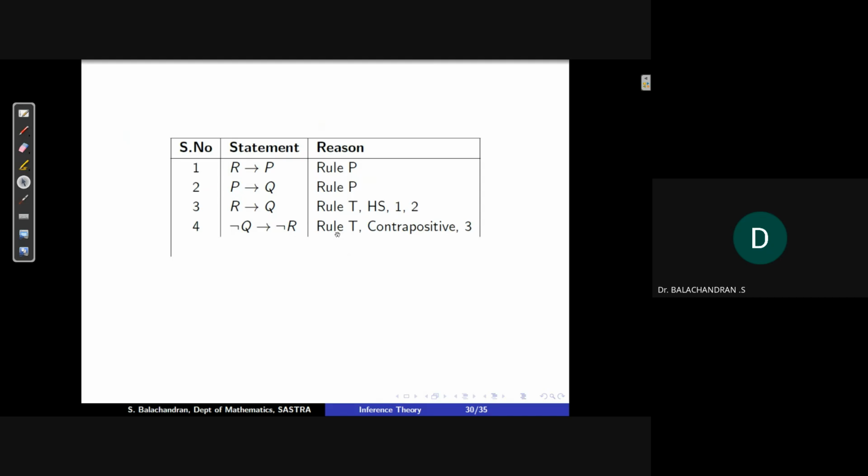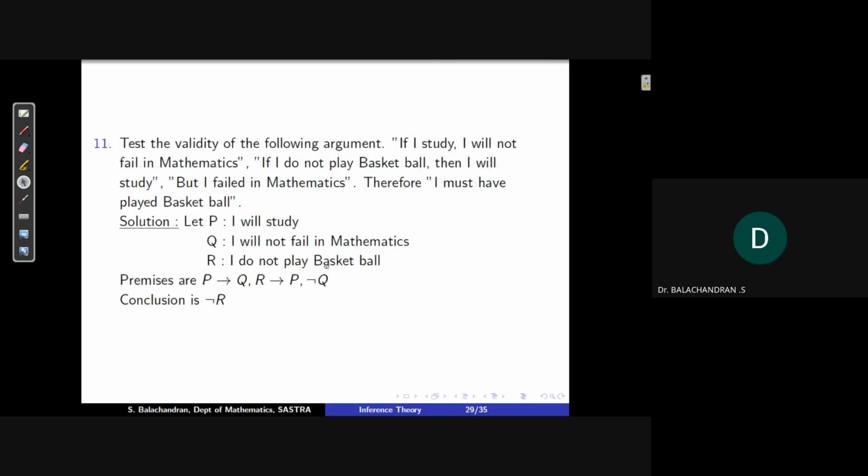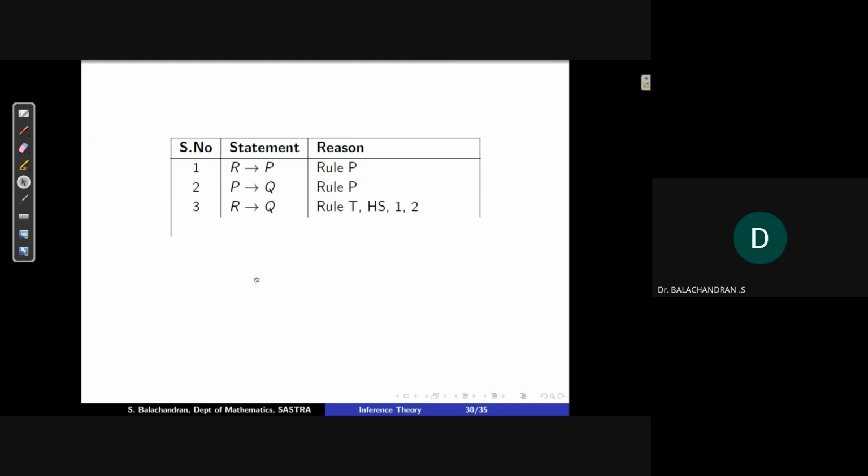Still, what is in your hand? Negation Q is in your hand. You need to prove negation R, which is the conclusion. That's why they are using the contrapositive here, because negation Q is there in the premises. If I use the contrapositive, you will get negation Q implies negation R.